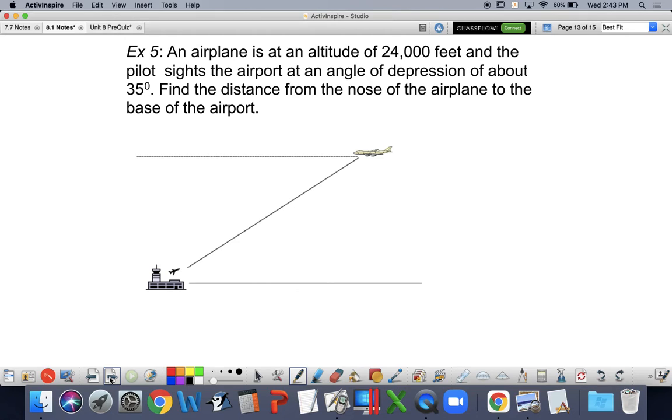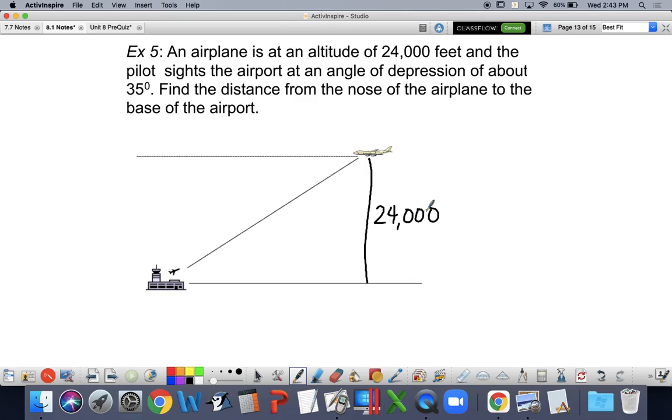So an airplane is at an altitude of 24,000 feet, and the pilot sights the airport at an angle of depression of about 35 degrees. Find the distance from the nose of the airplane to the base of the airport. So let's fill out all the information we can. When your pilot says that you're flying at an altitude of 24,000 feet, that's directly your distance from the ground.